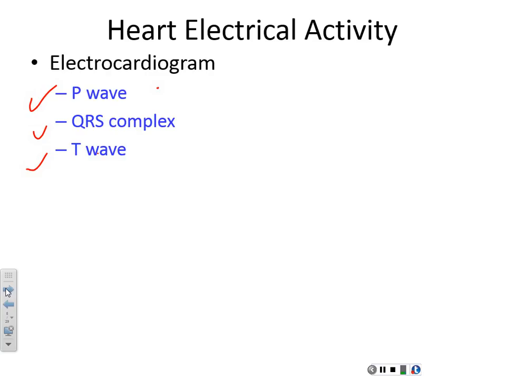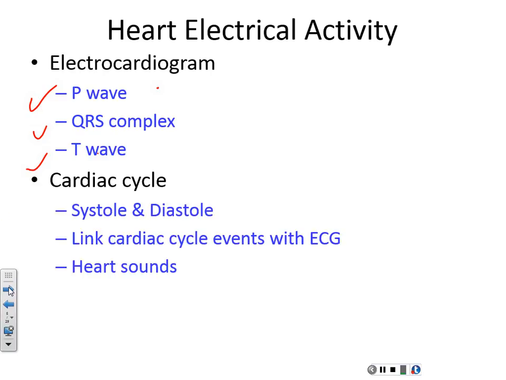What does the T wave represent? Yeah, ventricular repolarization. Okay, so we have covered all these three. Does it mean the atria do not repolarize? Yeah, it must be the QRS complex. Okay, so know those things because I will ask about those things.